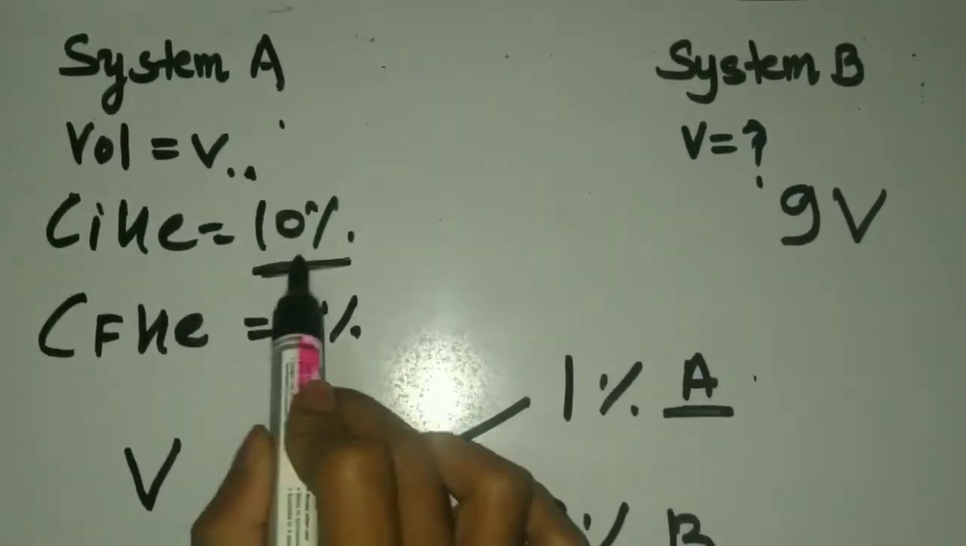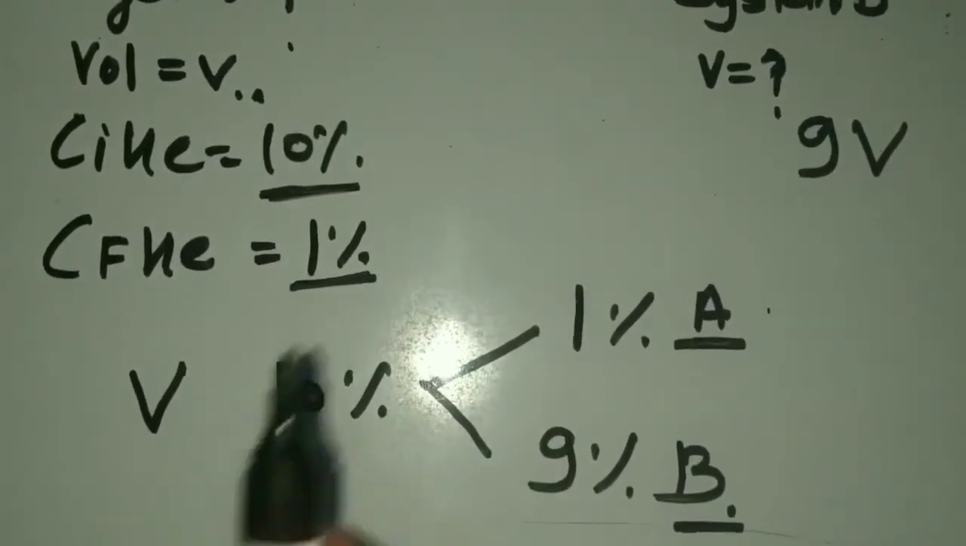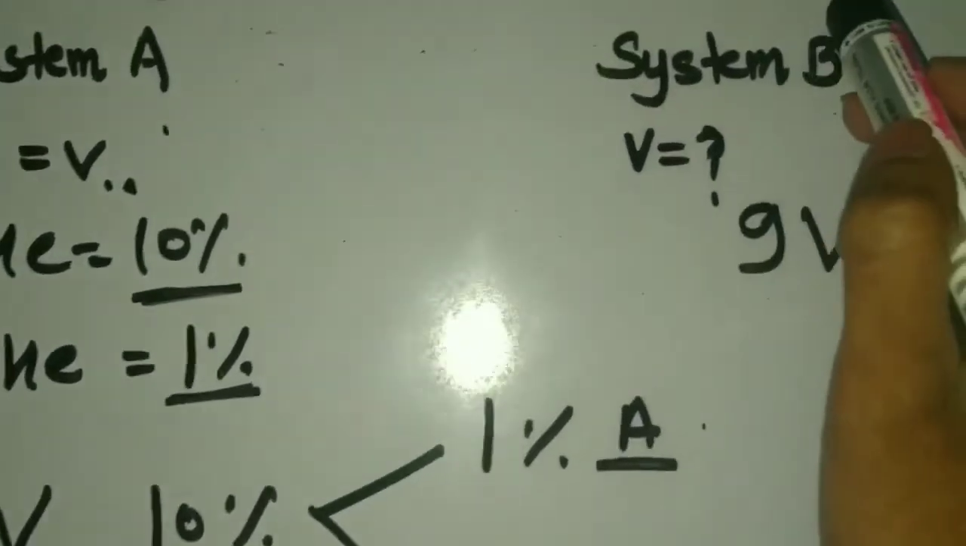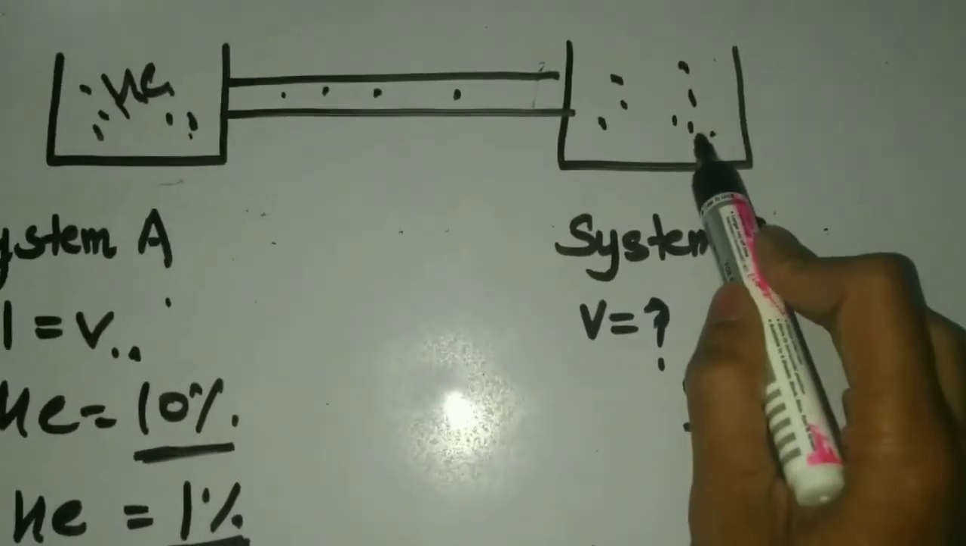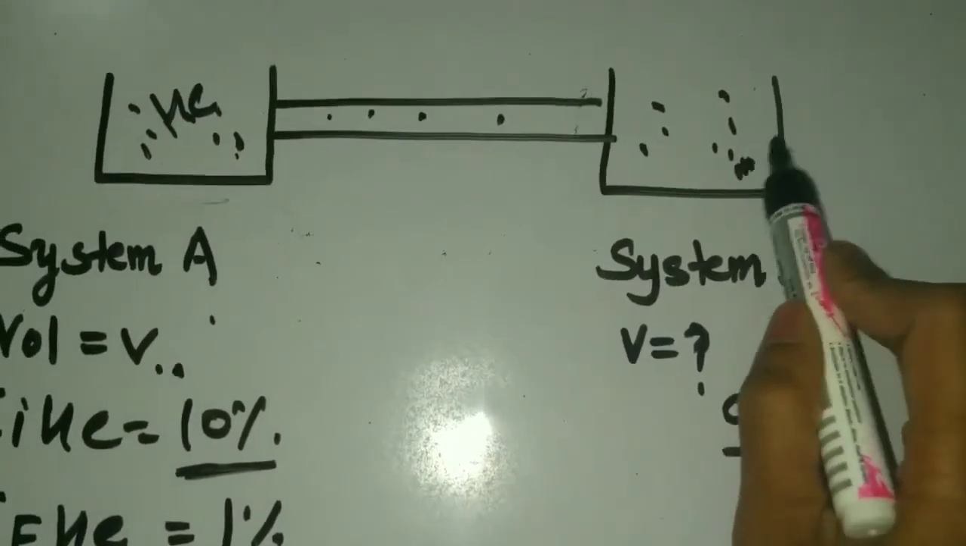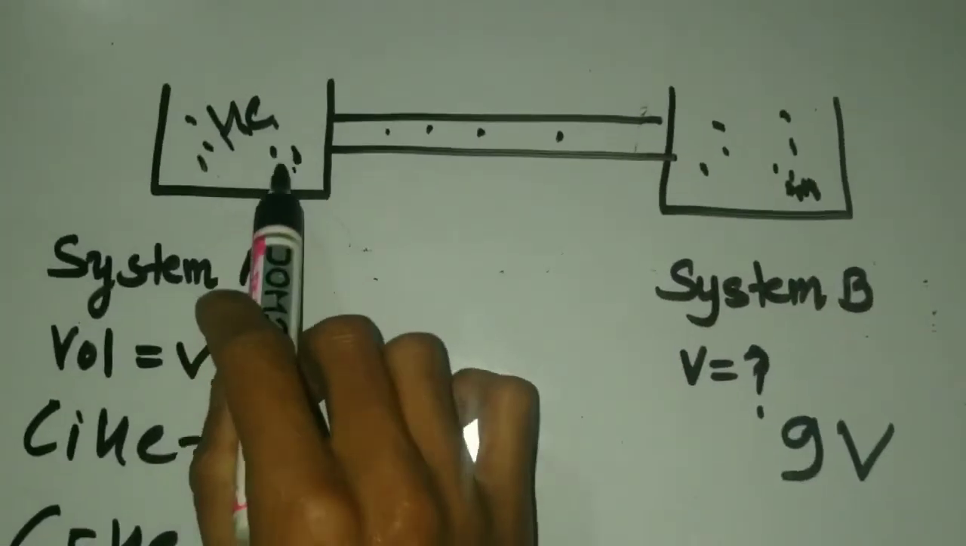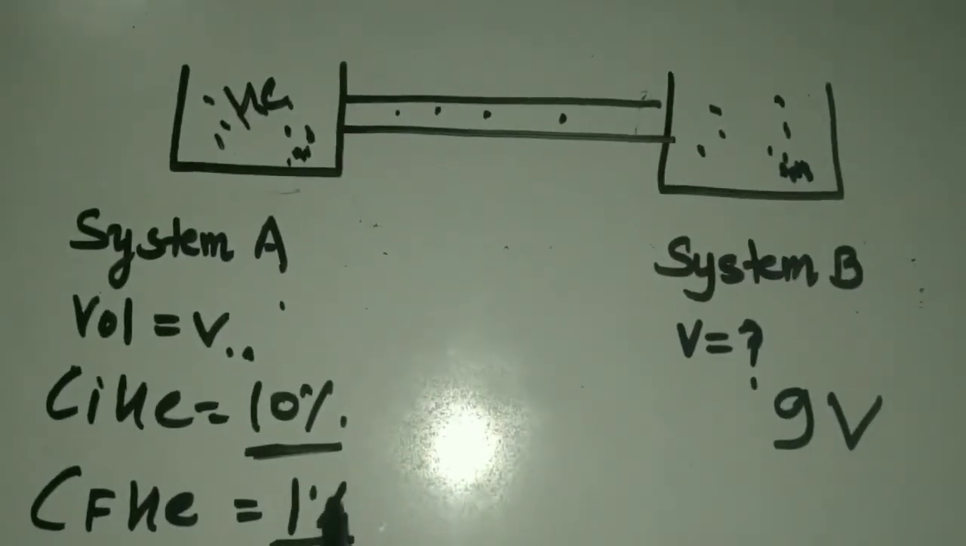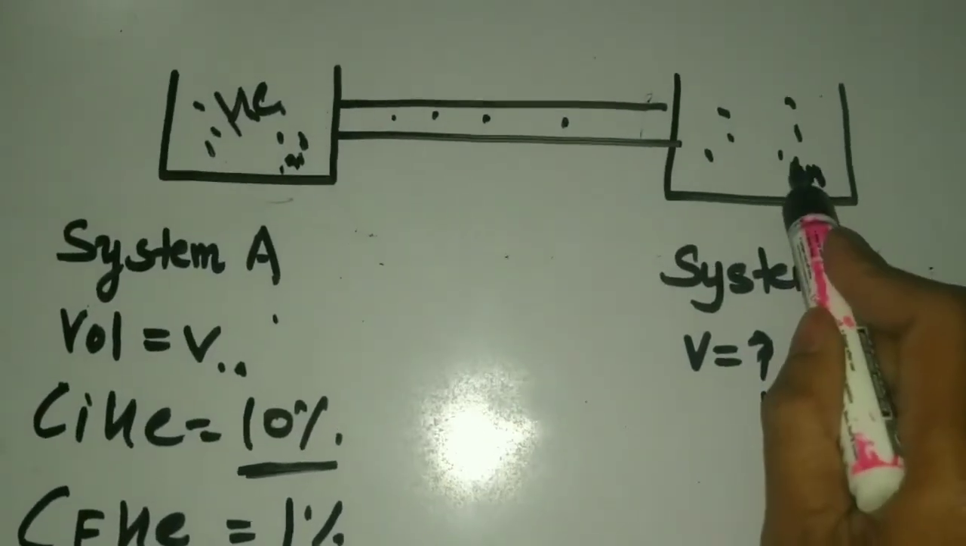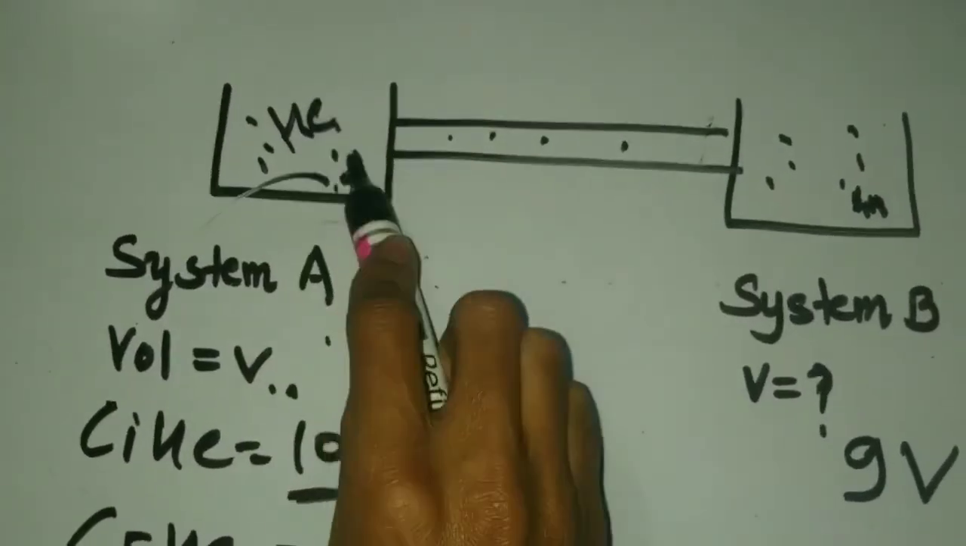Because out of 10% only 1% remains here. That means 9% is dissolved in system B. What does that imply? That implies that the volume of system B was 9 times more than system A. That's why 9% helium went to system B and only 1% stayed in system A.